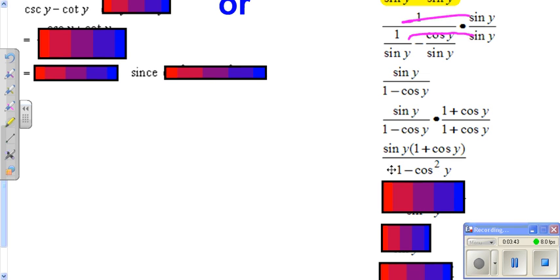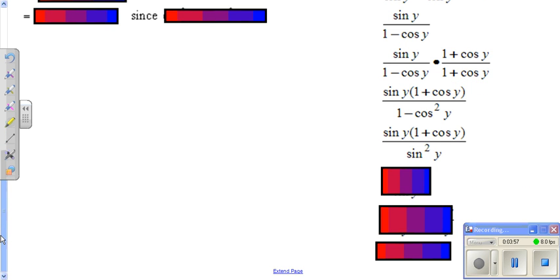Now, a 1 minus a cosine squared. You should remember your Pythagorean theorem identities that 1 minus cosine squared means the bottom simplifies down to a sine squared. You'll notice then you have a sine on the top and a sine squared on the bottom. You can cross out your common factor, leaves you with an additional sine on the bottom.